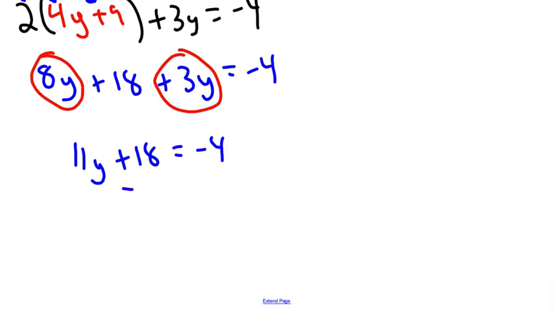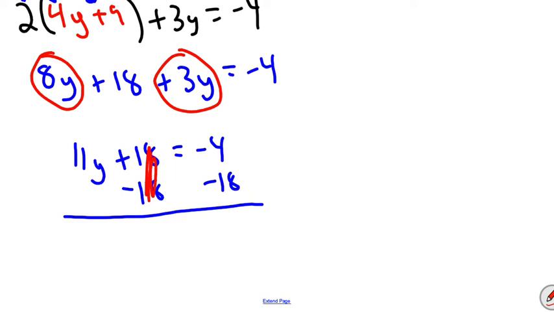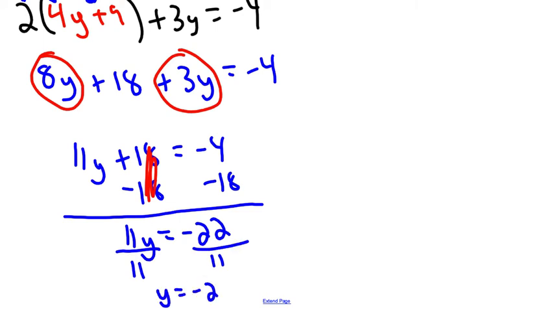Now I need to move the number with no variable, so I'm going to subtract 18 from both sides. Minus 18, minus 18. Excuse me. Those are gone. Bring down your 11y equals, break out your calculator, negative 4 minus 18 is a negative 22. Divide by 11, divide by 11. Y equals negative 2. Okay? Are we done? No. But wait, there's more. Infomercial time. Now we got to finish this out.